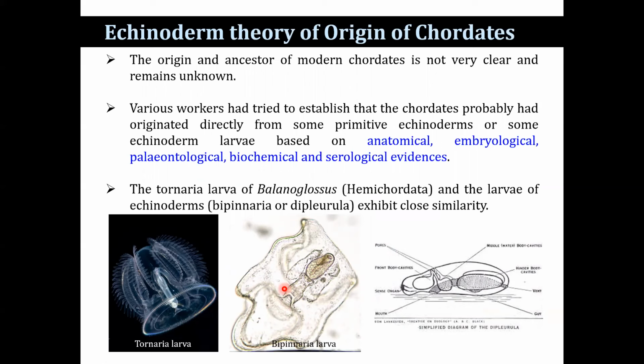Therefore, based on anatomical, embryological, paleontological, biochemical, and serological evidences, various workers had tried to establish that the chordates probably had originated directly from some primitive echinoderms or some echinoderm larvae. The tornaria larva of the Balanoglossus and the larva of the echinoderms exhibit close similarity. You see here, this is the banded pattern and the morphology that are more or less similar in structure.